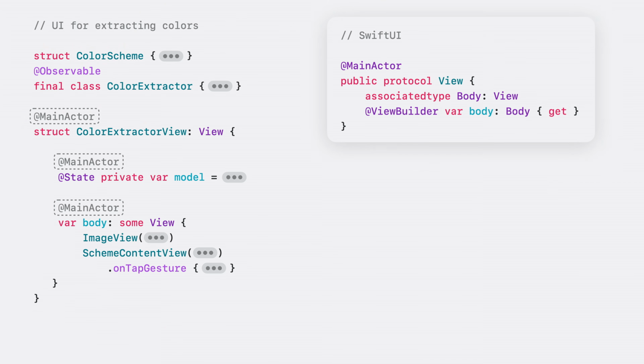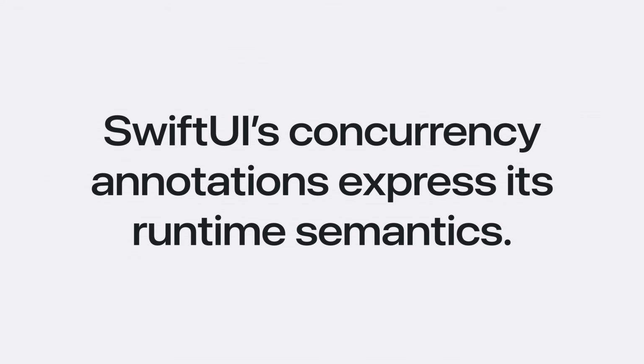There's no need to annotate it with main actor. SwiftUI annotates its APIs with main actor because that reflects the default runtime behavior it implements. These annotations are downstream of the framework's intended semantics at runtime. SwiftUI's concurrency annotations express its runtime semantics. This may seem like a subtle distinction from the compile time conveniences we saw earlier, but it is fundamental. We'll see another example that reinforces this idea coming right up.